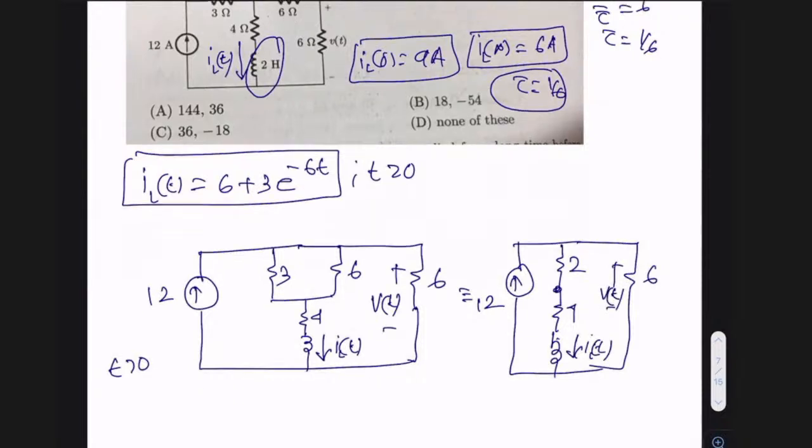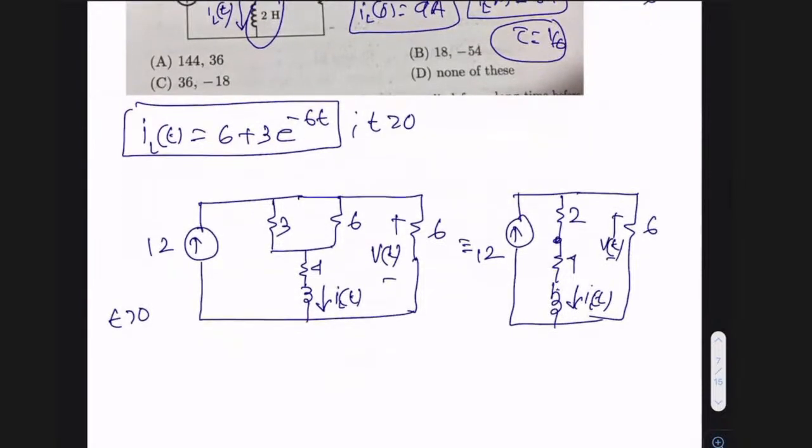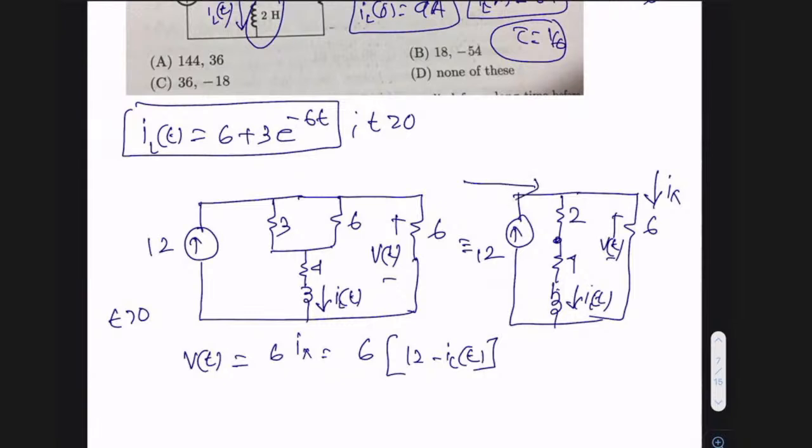So how do you get VT? By Ohm's law, resistance is 6, and if I say this current is IX, then VT is 6 into IX. What is IX? IX is 12 minus ILT. Hope you agree. Because 12 is coming to this node, and out of this, ILT is going this way. So 12 minus ILT is IX.